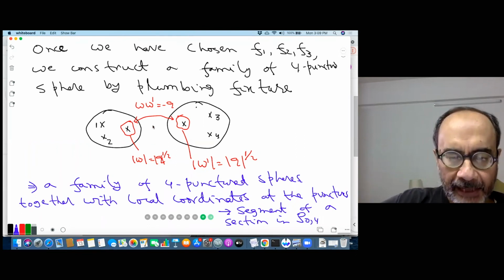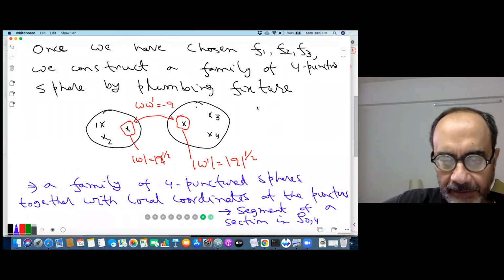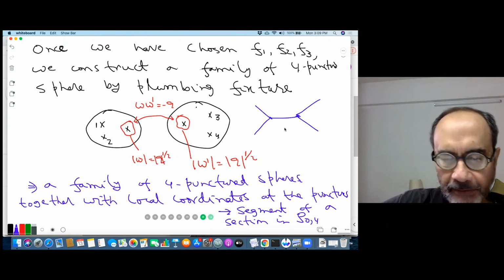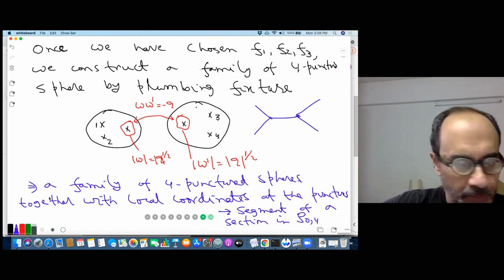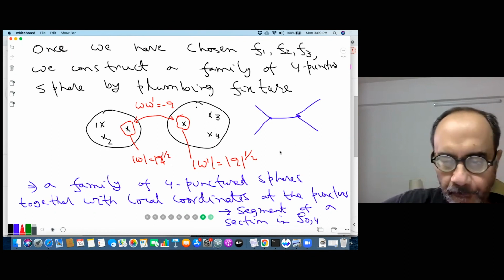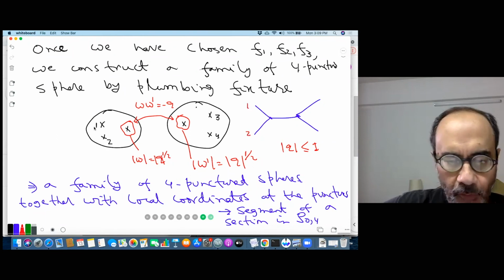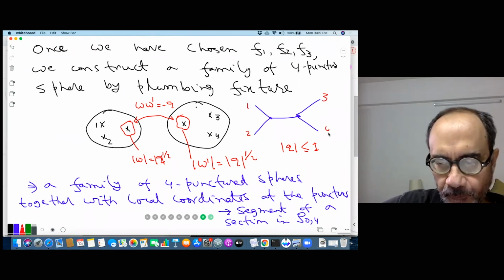So in terms of Feynman diagrams, what you are doing here is that once you have defined this official 3-point function, you are basically constructing a 4-point function. And here I restrict q to mod q less than or equal to 1, as you have been doing earlier, so that you exactly get the propagator that we introduced earlier. So here is 1, 2 on one side and 3, 4 on the other side. So this we can call the S-channel diagram.